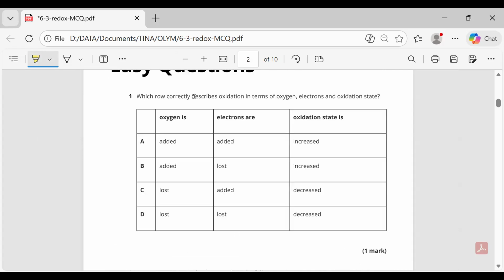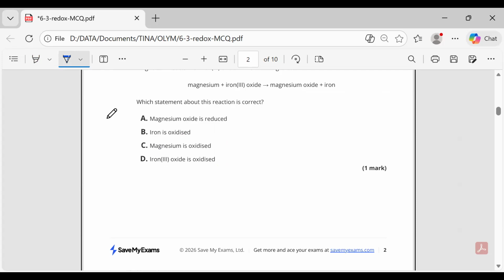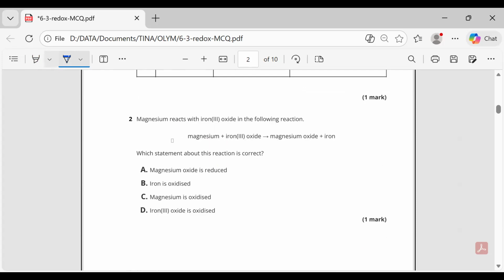Okay. Which describes oxidation? Oxygen is added, electrons are lost, oxidation state is increased. Yeah, B. Next: magnesium reacts with iron trioxide. Which statement is correct? Magnesium, iron. So remember, oxidation and reduction can only talk about the reactant. Magnesium is oxidized. C.